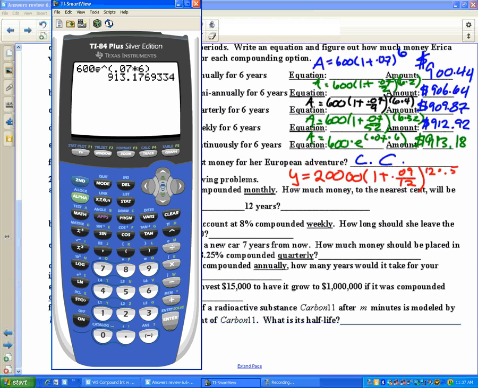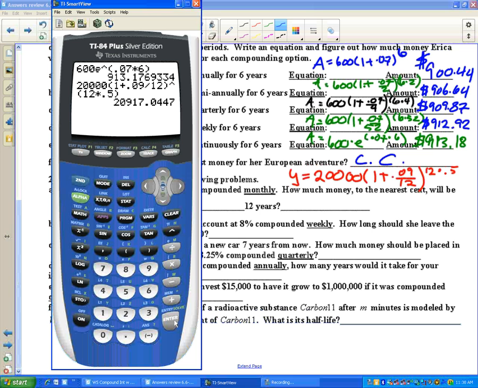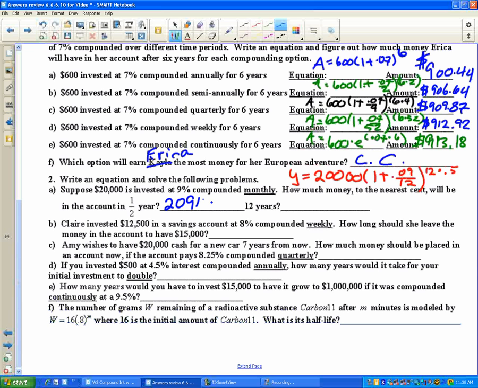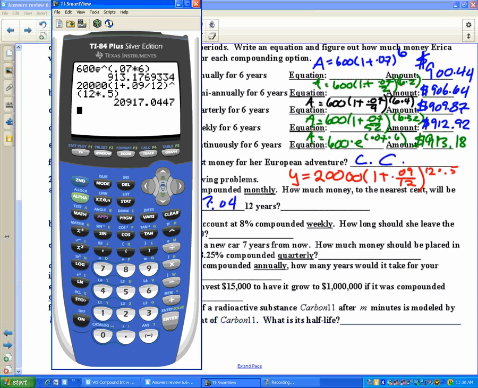So bring up my calculator. This is going to be 20,000 times 1 plus 0.09 divide by 12, since I'm doing it monthly, close parentheses, to the open parentheses 12, since I'm compounding monthly, times 0.5 for half a year. And that's $20,917.04.